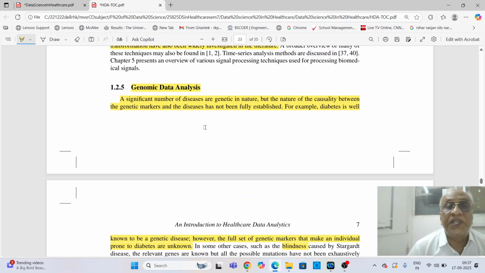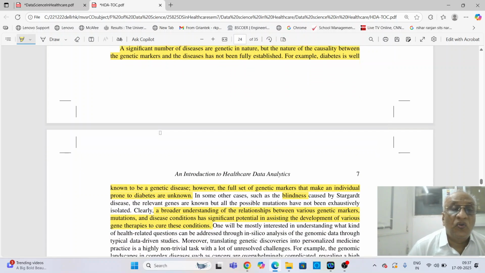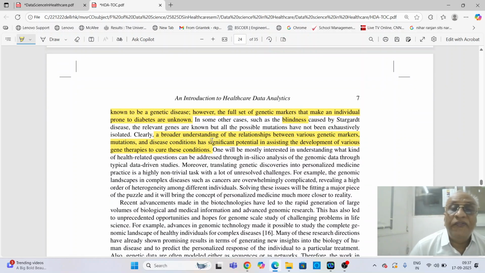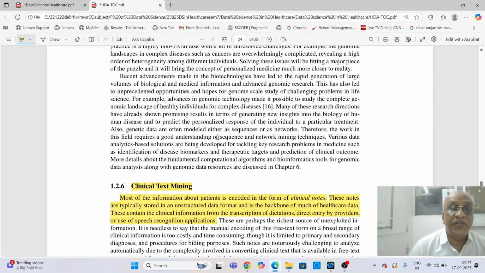The next source of healthcare data is genomic data analysis. Here we are speaking about genetics. We all know that genetics plays a role in many diseases, whether it is diabetes or blindness or many more. So we need a better understanding of genetic markers, mutations, and disease conditions, which will help us in giving better treatment and doing gene therapies to cure the patient.